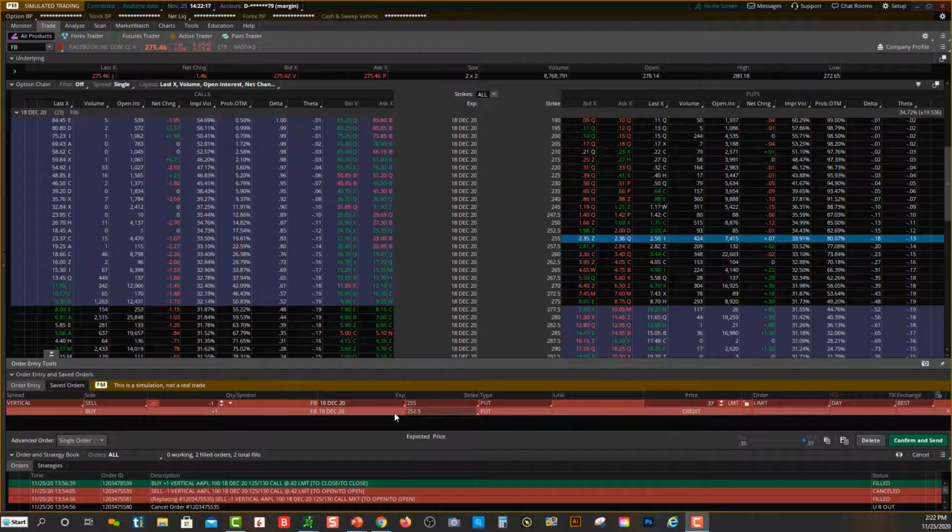Right off the bat, there is about a $2.50 width on the strikes. Now, if you want to make more money on your credit, this is the credit that you'd receive, 38 cents times 100, which is $38. Before you go buying more contracts, consider widening your strikes to receive more of a credit. So this right here is a $38 credit.